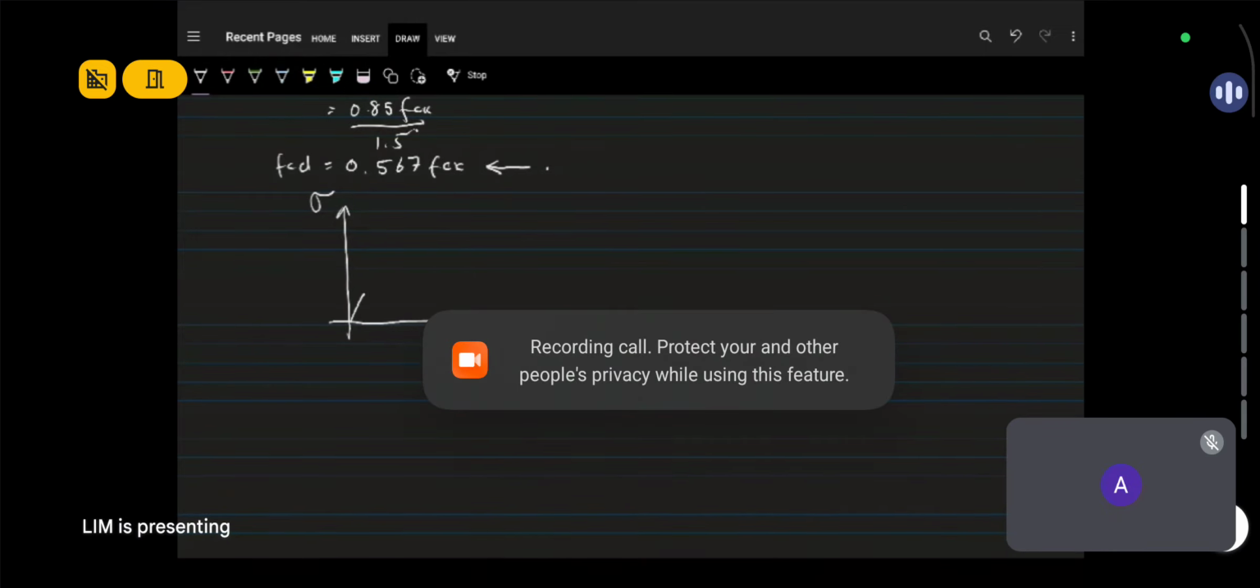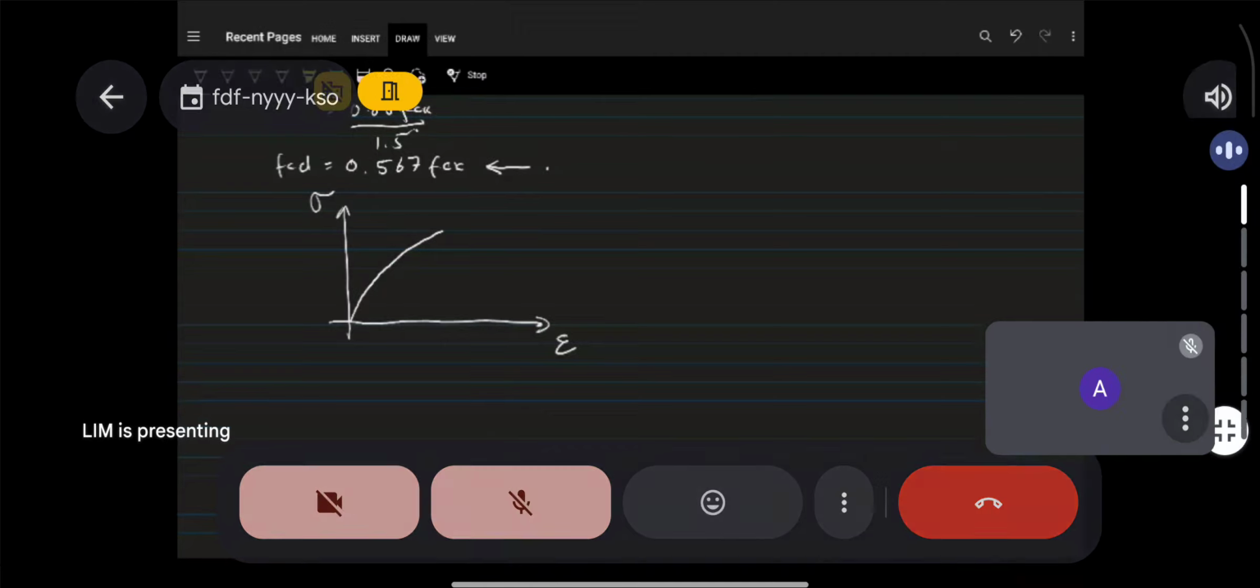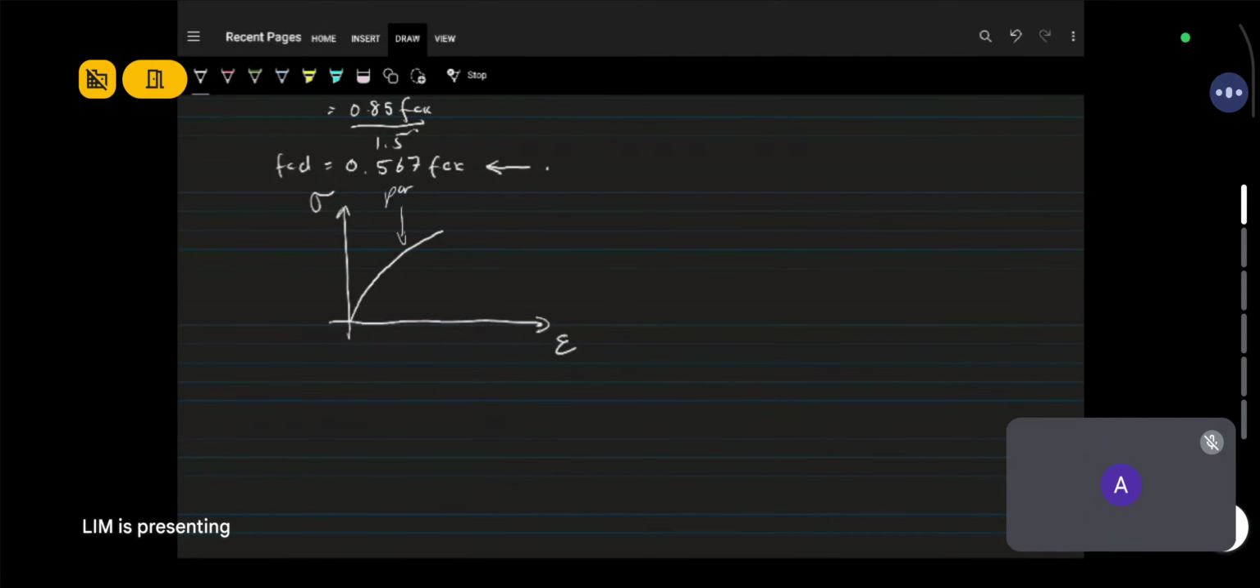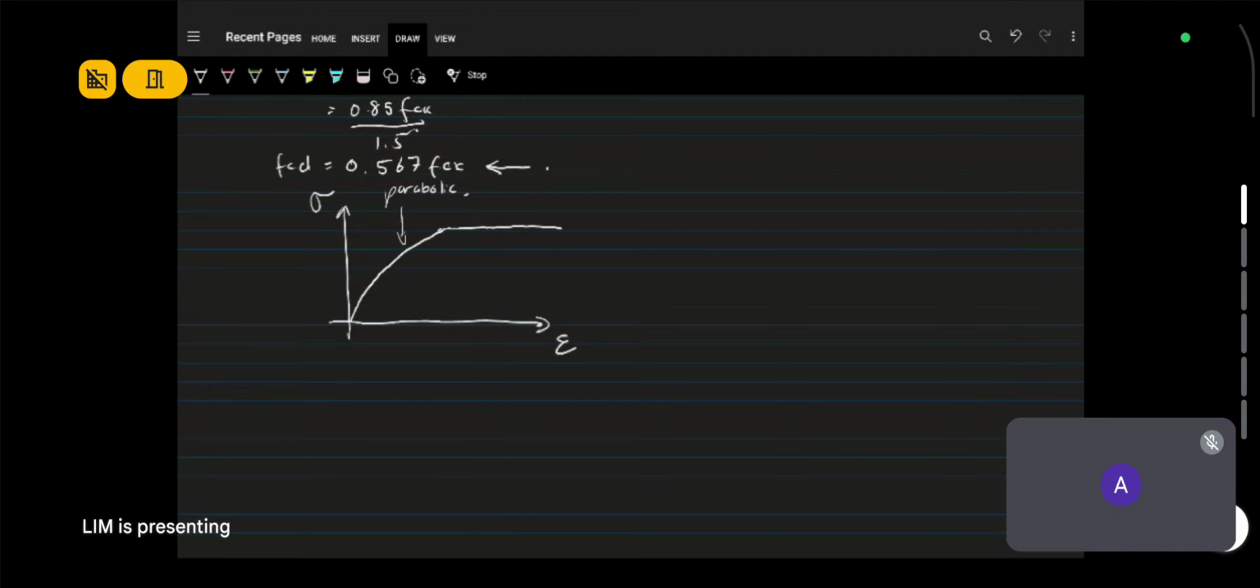So as you load it up, it starts undergoing deformation. And then this curve is parabolic. And at some point, it's going to hit its maximum strength, and then it's going to level up.